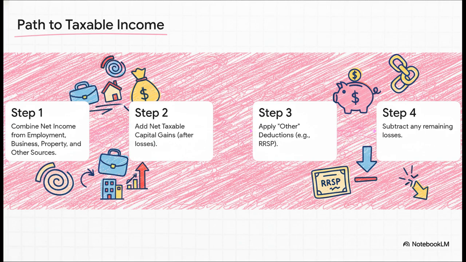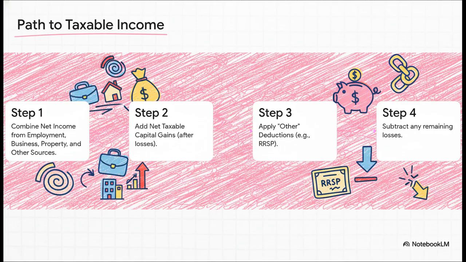The Income Tax Act lays out a very specific recipe, a 4-step formula we have to follow. It's often called the statutory scheme. Step 1, you lump together your net income from employment, business, property, and those other sources. Step 2, you add in your net taxable capital gains. Step 3, you get to subtract some specific deductions, and the most common one here is for RSP contributions. And finally, Step 4, you subtract any losses you might have.